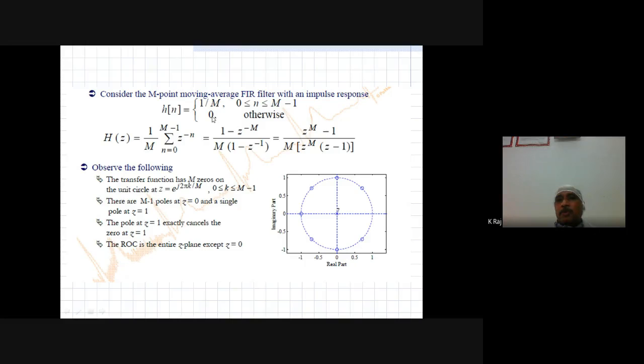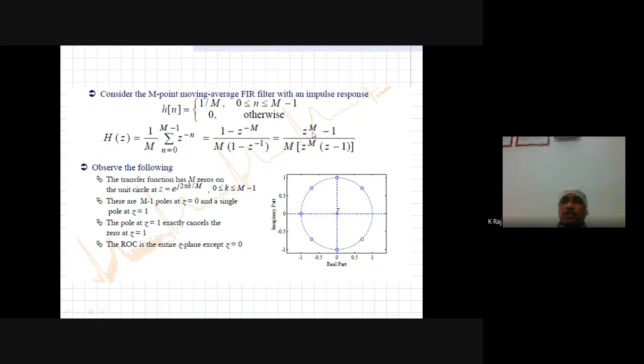Now if we apply here the Z transformation to get H(z) and apply the formula of the Z transformation, then we will get H(z) equal to 1 by M, sum from n equal to 0 to M minus 1, z to the power minus n. Now this may also be written in this manner, that is (1 minus z to the power minus M) divided by M times (1 minus z to the power minus 1). That is a GP series here.